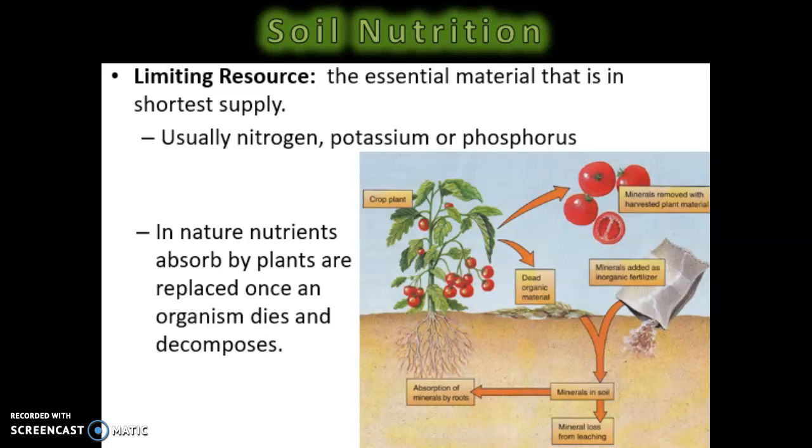In nature, nitrogen, potassium, and phosphorus are constantly replenished in the soil. However, in a hydroponic system or an agricultural setting, it's up to the grower or the farmer to figure out what's holding their plants back from growing to their full potential and add that limiting resource to help their plants grow.